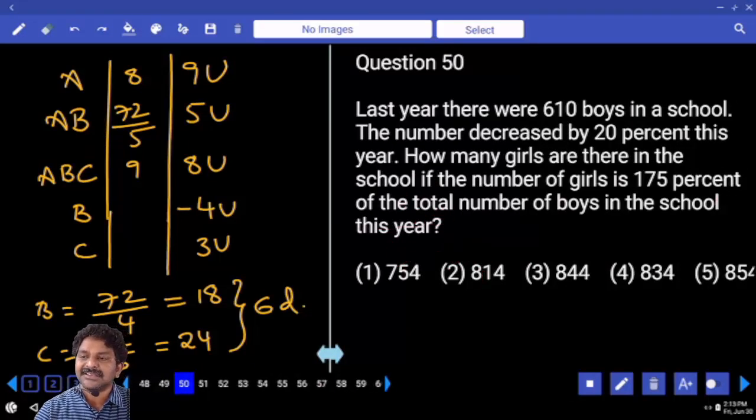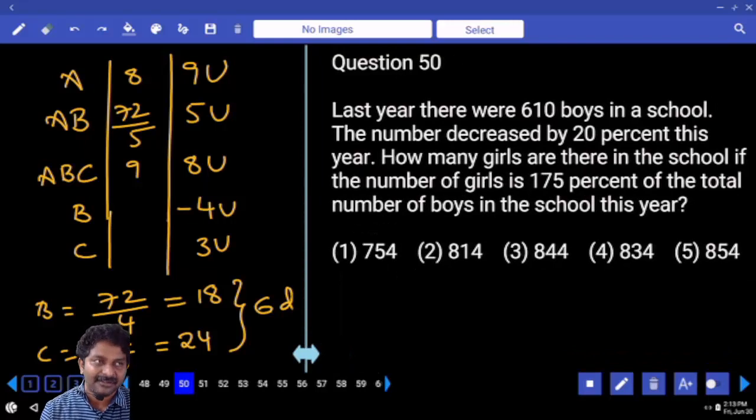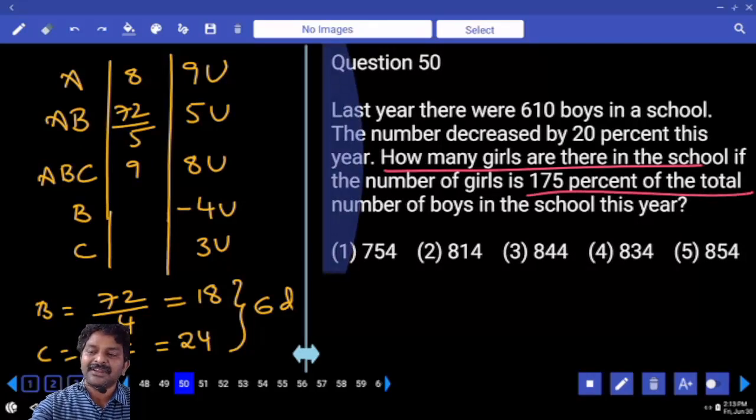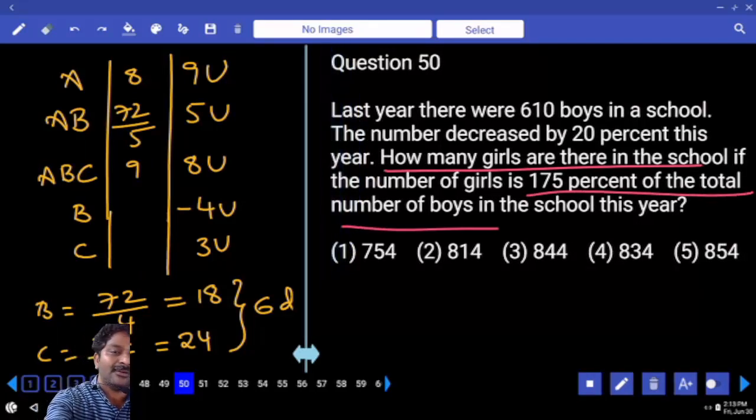Last year there were 610 boys in a school. The number decreased by 20% this year. How many girls are there in the school if the number of girls is 175% of the total number of boys in the school? Okay. If you know the 7 multiples, you can directly verify it. The question is about how many girls are there, correct? Who are 175% of the number of boys.